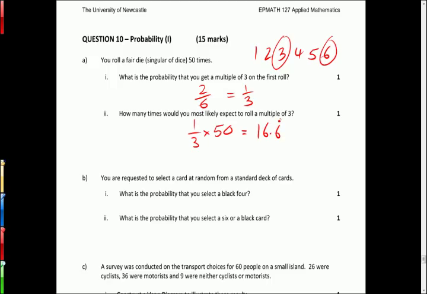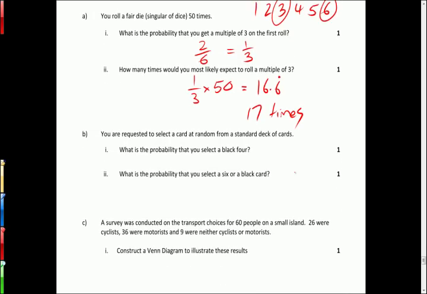And we know that I'm not going to roll it 16.6 repeated times. That answer doesn't make sense. This is discrete data. Only certain categories of potential answers, and it's got to be a whole number. What's the closest whole number to 16.6? 17 times. Absolutely. If it was 16.5, I would have quoted 16 or 17 times, because they're both equally likely. But you go for the closest whole number, in this case, 17 times.